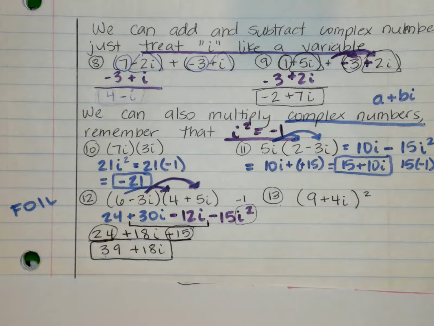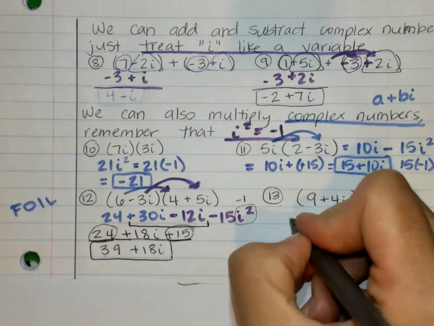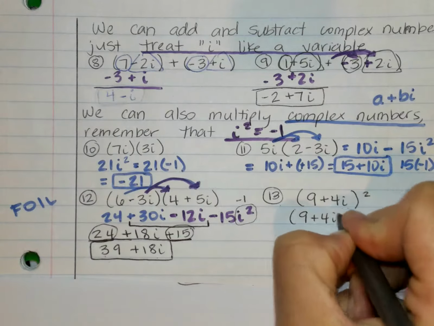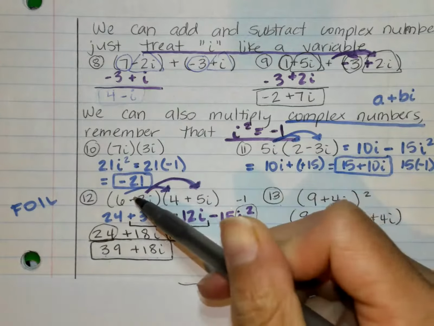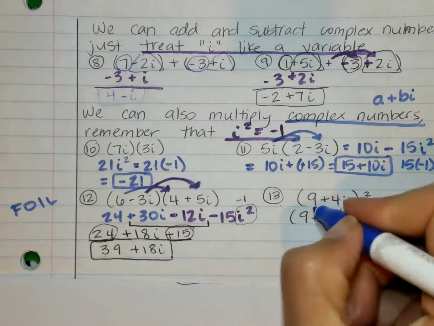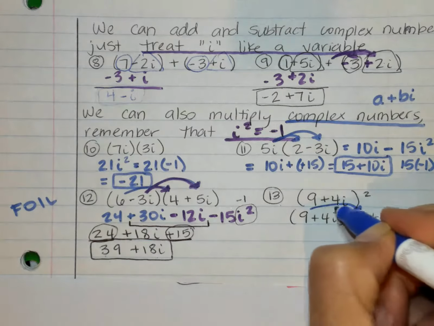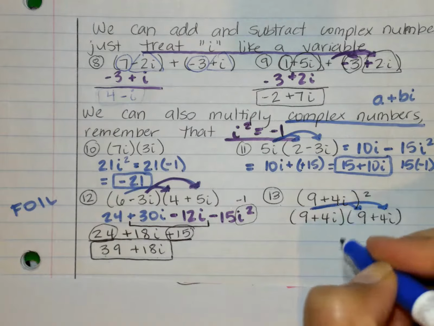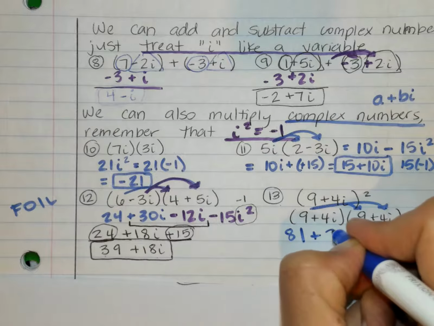All right, now number 13. 9 plus 4i squared. So just like a normal binomial, when we have an x, you can write this out 2 times. You don't just square the 9 and the 4i. You have to go through and distribute. So let me go ahead and show that. So again, if you have it squared, you have to write it 2 times and then multiply it out. 9 times 9, and then 9 times 4i. So that'd be 81. 9 times 4 is 36i.